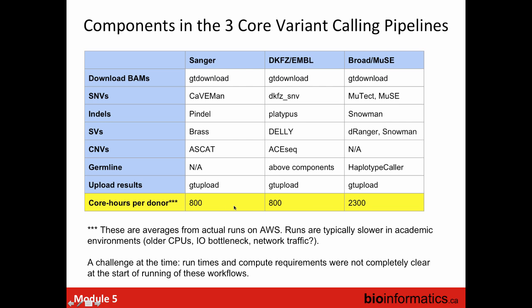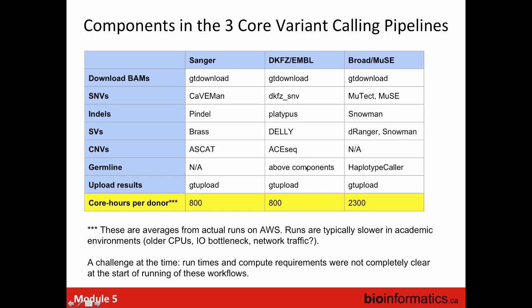Now, these are core hours that were needed per donor: 800 for Sanger, 800 for DKFZ, and 2,300 for Broad. These are average numbers based on our runs on Amazon, and I'll tell you that after running in so many environments, Amazon typically gives us the best performance. We don't know exactly why. Maybe they just have the latest CPUs and more optimized I/O network performance. So when you go to any other environment, you would expect a slightly slower runtime.